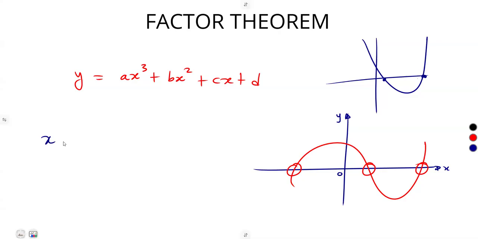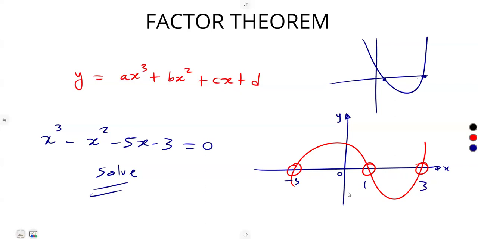Let's say you are given a cubic function, then you let y to be equal to 0. You have something like this: x cubed minus x squared minus 5x minus 3 is equal to 0, which is an equation that you must solve to obtain the values of x. So that part now of solving these equations of this nature is where our factor theorem plays a role. And this factor theorem allows us to factorize. And after factorizing, you can solve an equation.